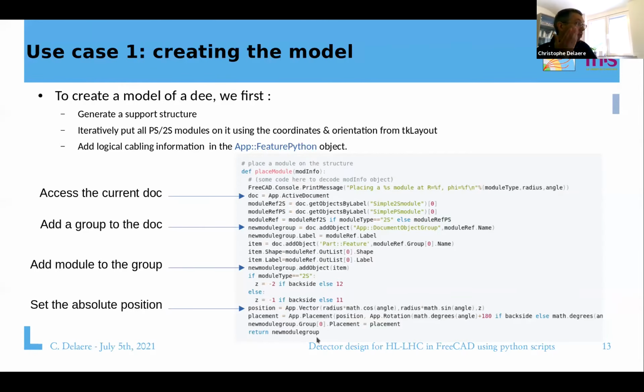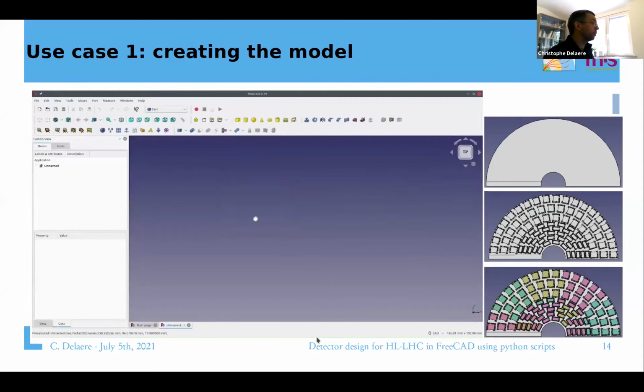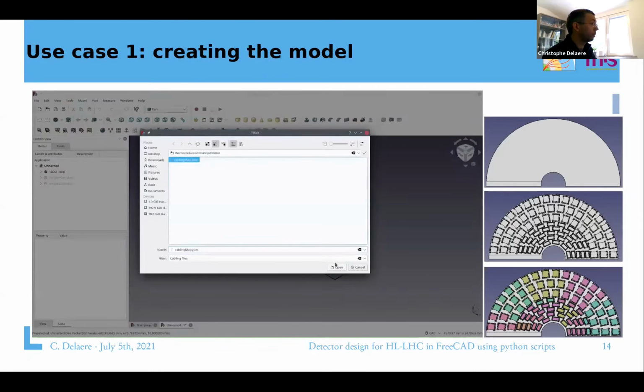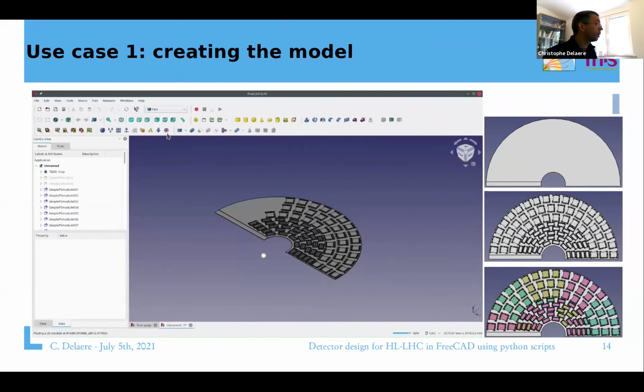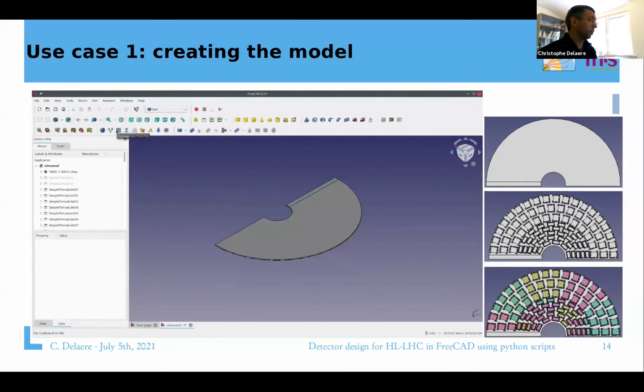So then when you run this kind of scripts, this is how it goes in FreeCAD. We first create the mechanics, and we select the data file with all the coordinates, and here we populate one side of the D. You see it's putting first the PS modules and then the 2S modules. What you can see is that we've created additional buttons in the interface, and each of these buttons are linked to a single script, a single FreeCAD macro. Okay, now we'll go to the other side of the D, surface 1, and again, we repeat the process.